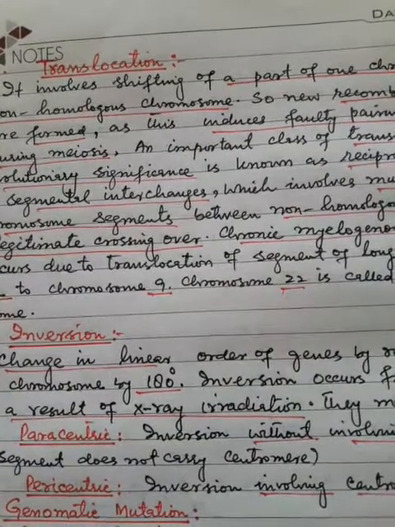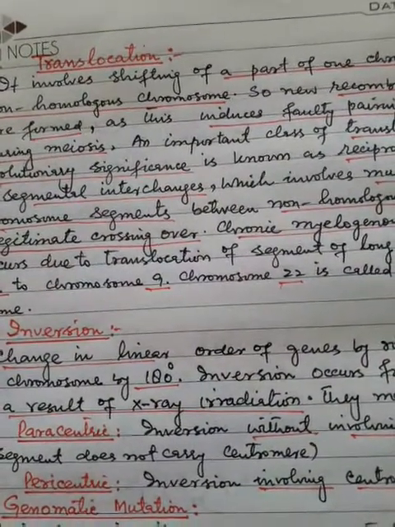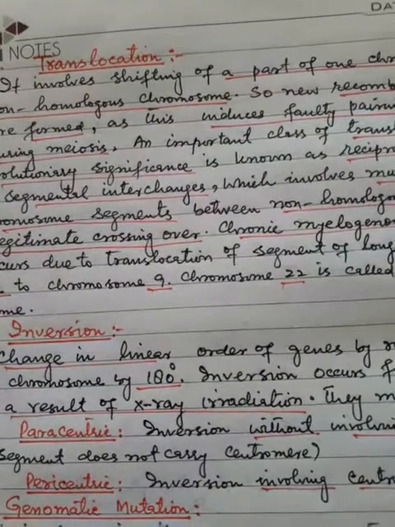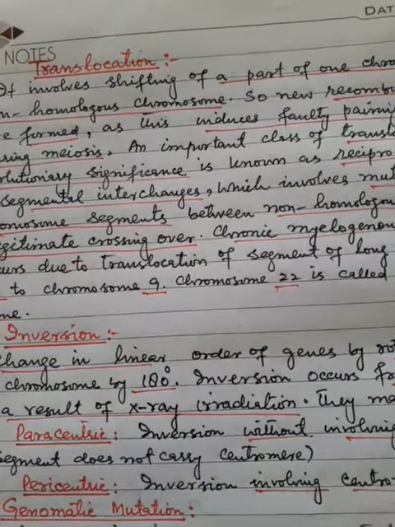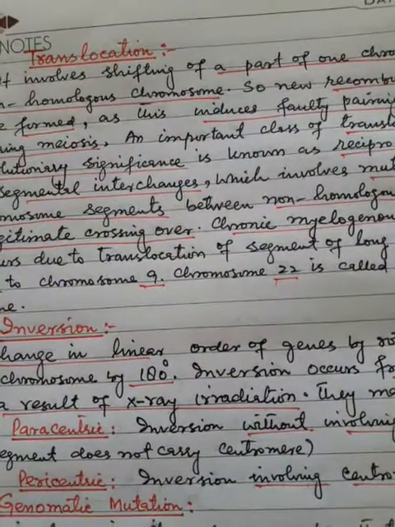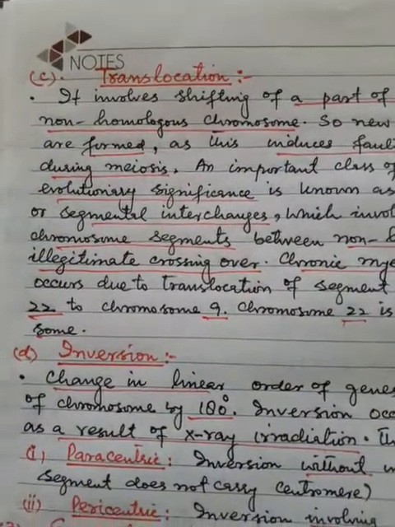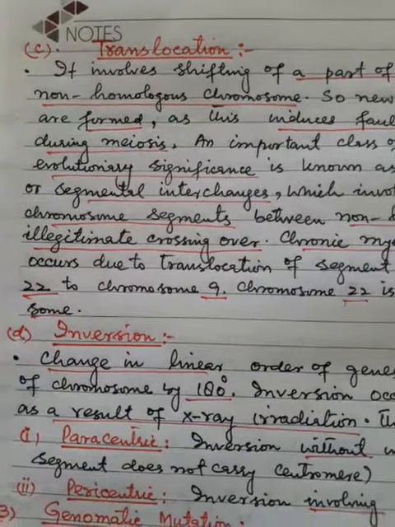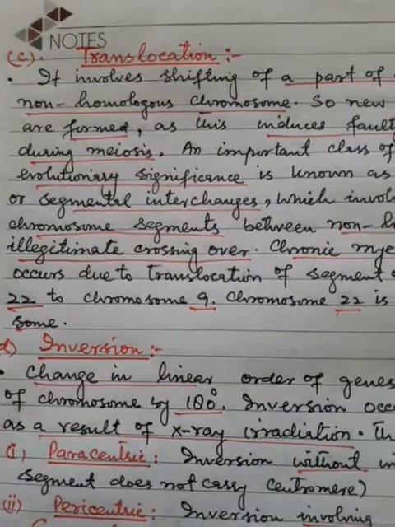Chromosomal aberrations, the important aberrations are deletion, duplication, translocation, inversion. Out of these important aberrations, we have discussed deletion and duplication in our yesterday's offline class. Today we shall be discussing translocation and inversion as well as genomic mutation.